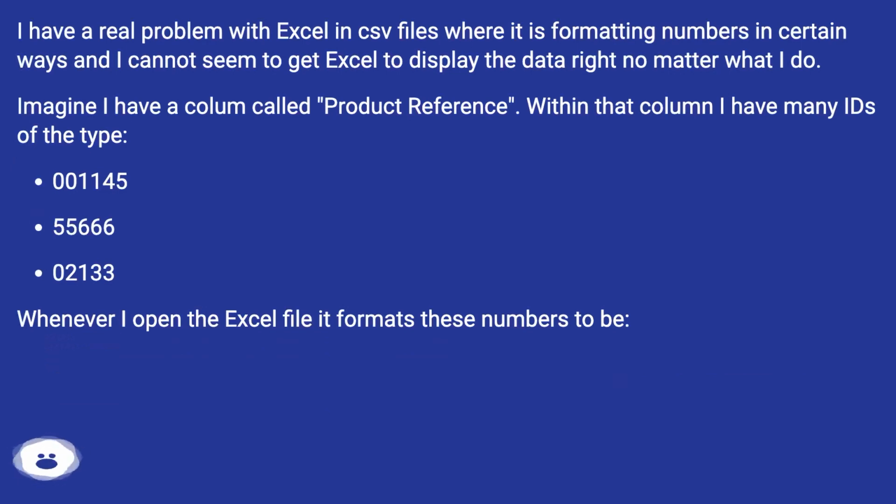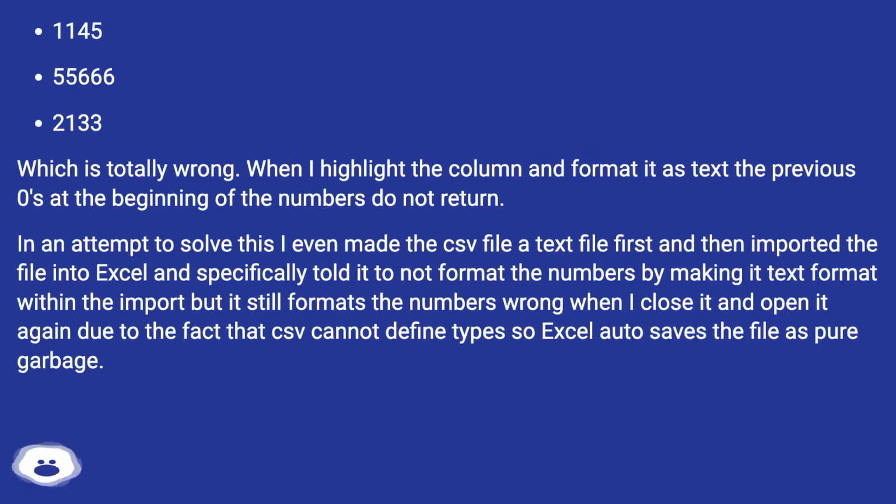Imagine I have a column called product reference. Within that column I have many IDs of the type 001145, 55666, 02133. Whenever I open the Excel file it formats these numbers to be 1145, 55,666, 2,133. Which is totally wrong.